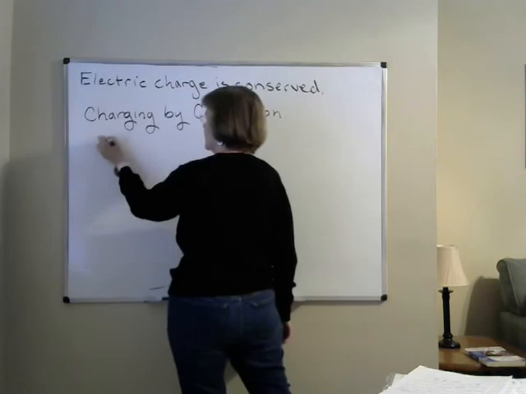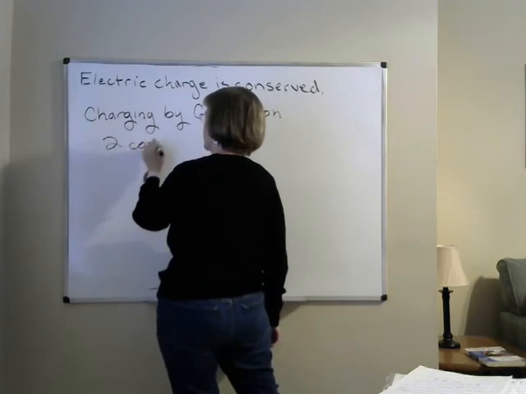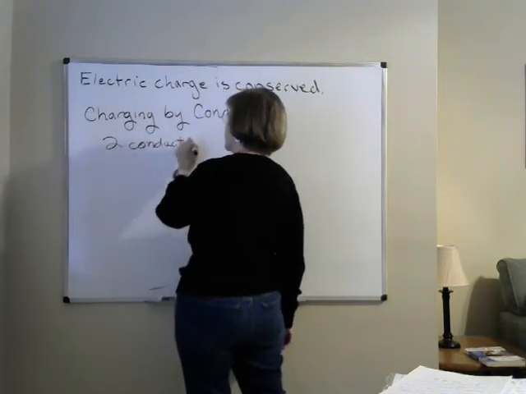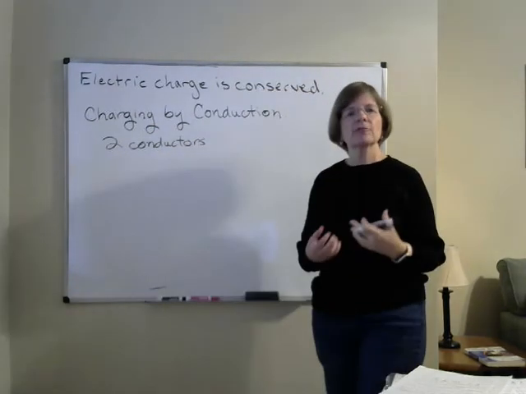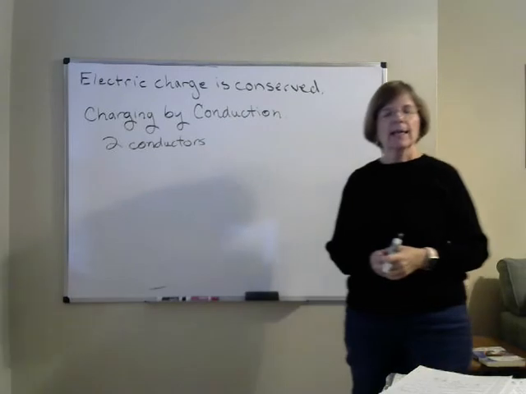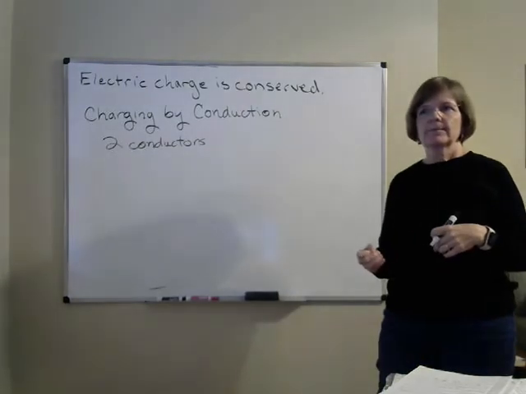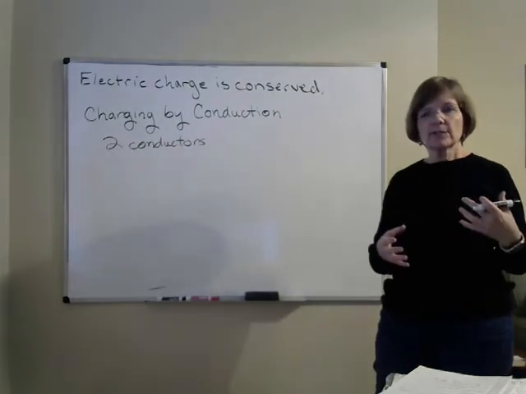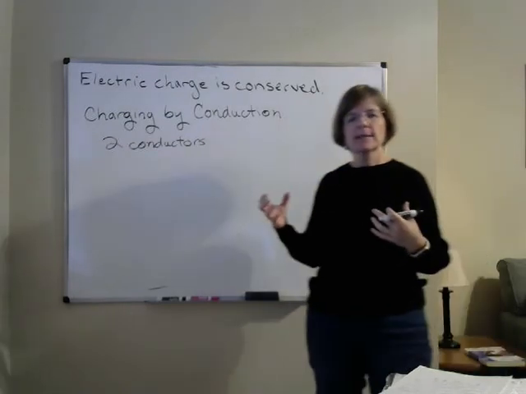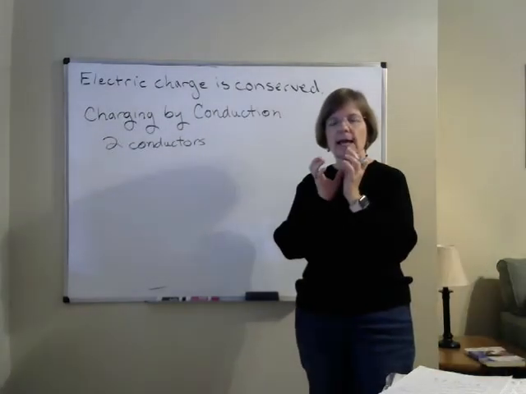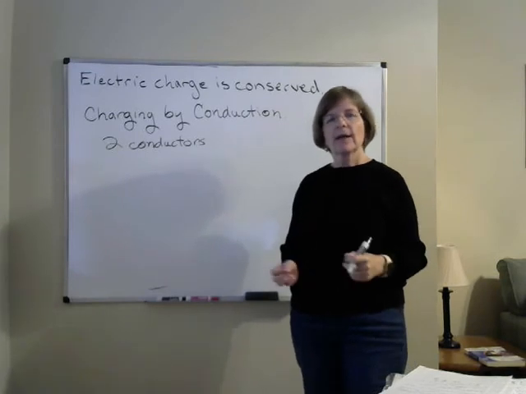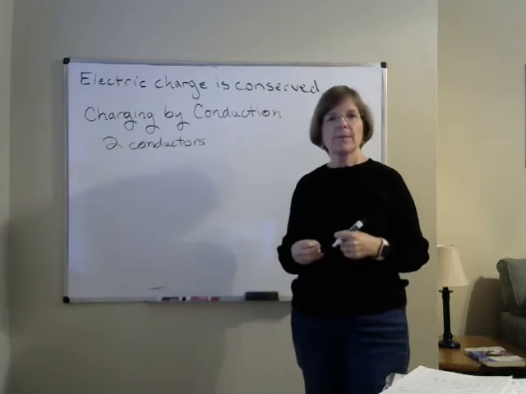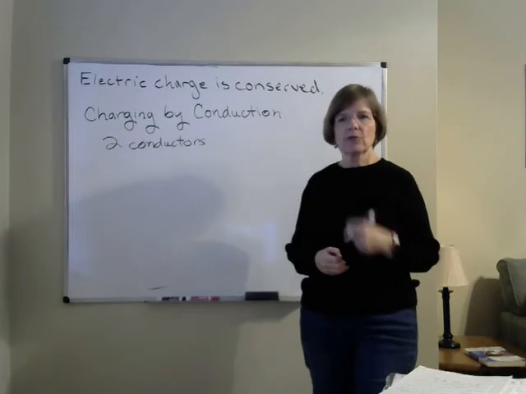If I have 2 conductors, and the reason I'm picking conductors is because they allow charge to flow easily. If you have 2 insulators and one has a slight charge on it someplace and the other one doesn't, and you bring them in contact, chances are no charge will transfer. Okay. However, it will happen on a metal because we know like charges repel.